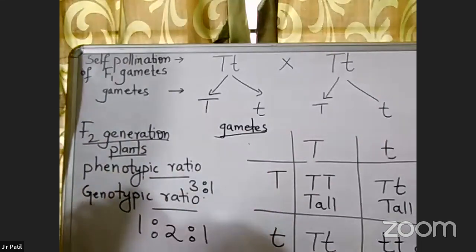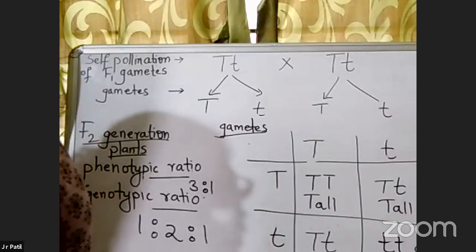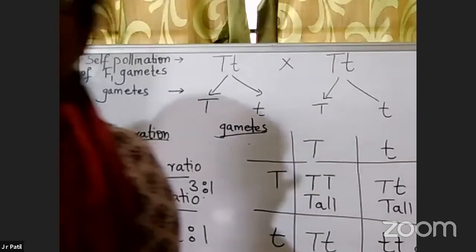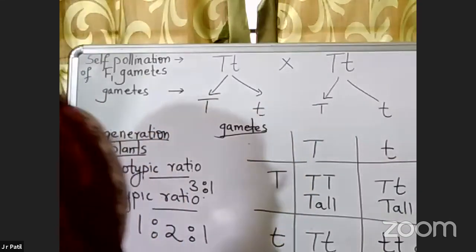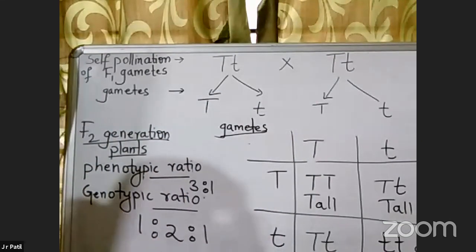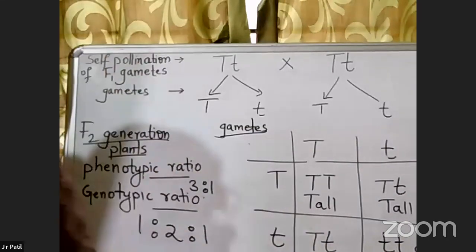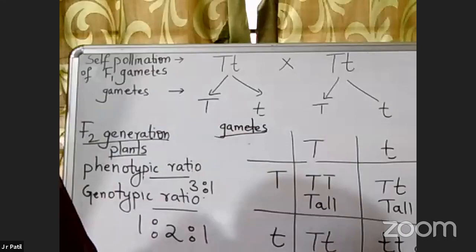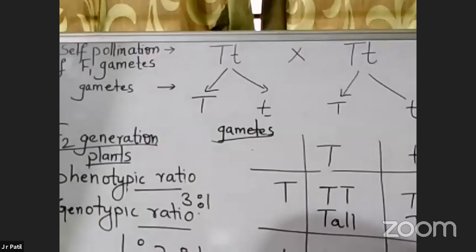Is it clear to all now? The small letter indicates the recessive character, which will be suppressed by the dominant character, that is capital T or capital anything. If you are taking a capital letter, that will be suppressing the recessive character and will be dominant over it. This you have to understand in genetics. Clear all of you?